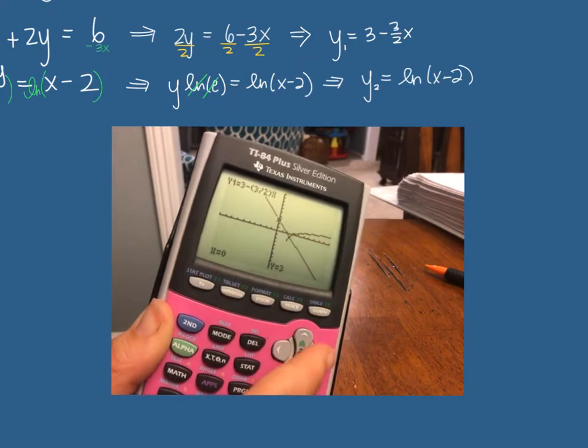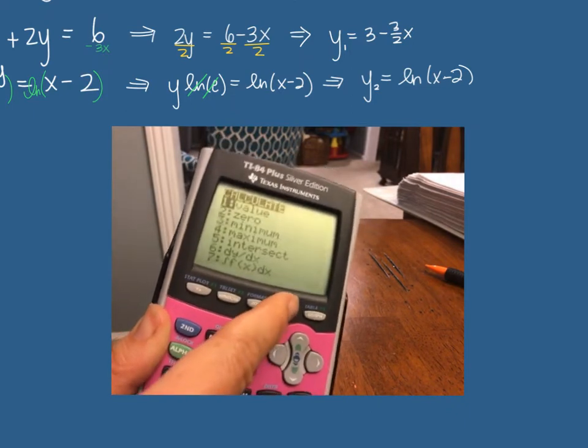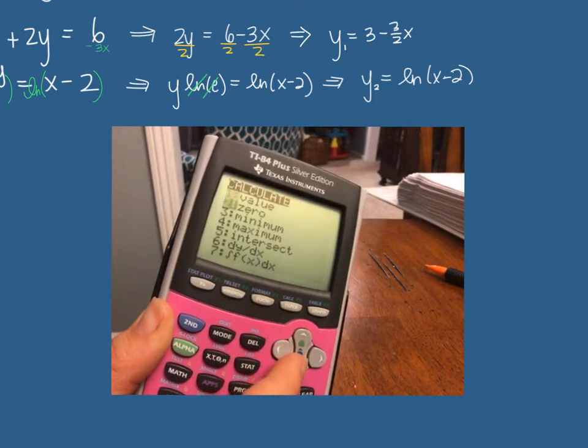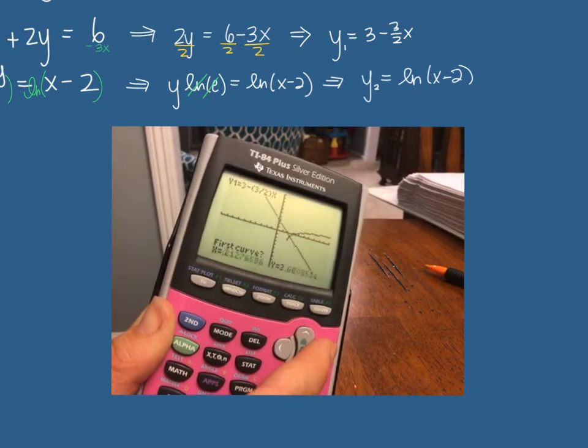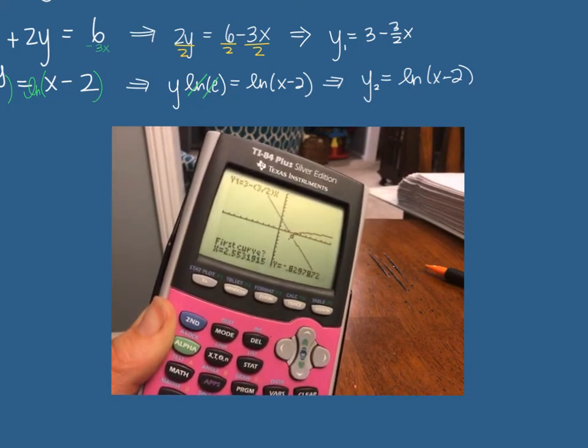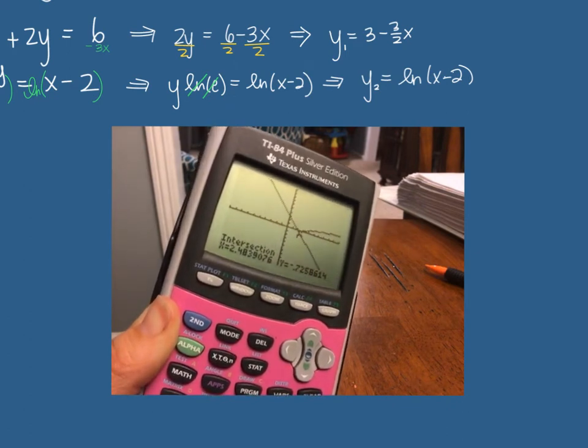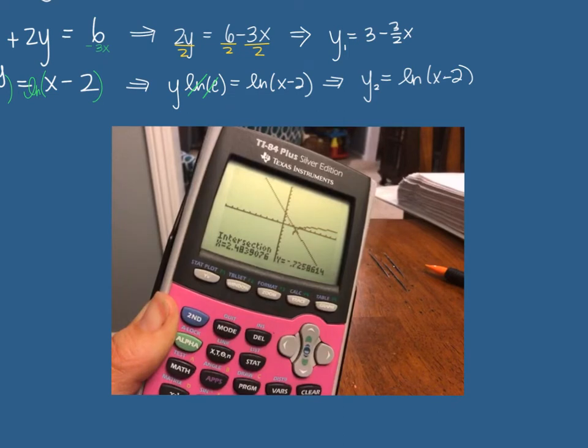Okay, so if we go second, trace will take me to the calculate menu. That'll give me intersection number 5. And I want to move my cursor down to the place where I see the intersection. All right, and I hit enter 3 times, 1, 2, 3. And I have the intersection. Please round to 3 decimal places.